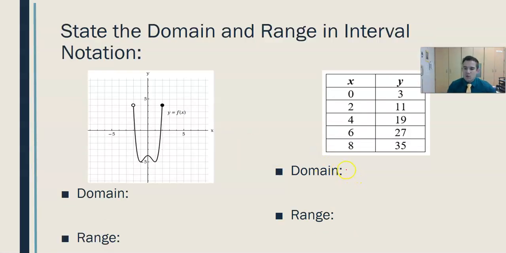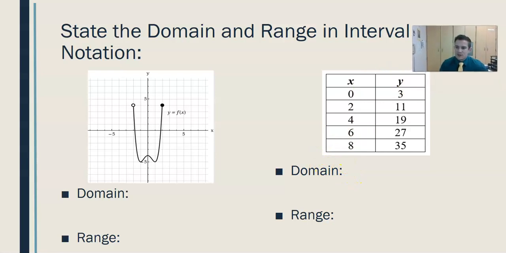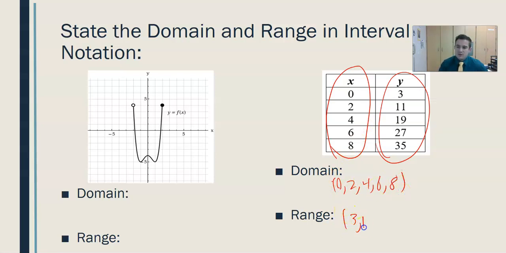Okay, on this one I want to do this table first. I'm going to try to find the domain and range. So notice here the domain is all of these, all the x values. The range is all of these, all the y values. So 0, 2, 4, 6, 8 is the domain. 3, 11, 19, 27, and 35 is the range. Pretty straightforward. There's very specific points, so I can list all of the numbers in the domain and in the range. Over here is going to be a little bit different.